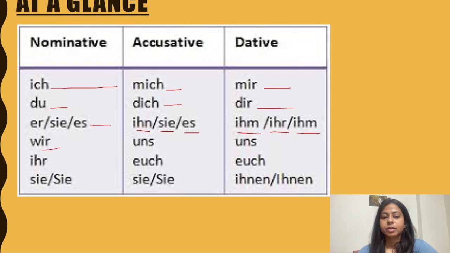For wir it would be uns in accusative and also uns in dative. For ihr it would be euch in accusative and also euch in dative case. For sie and Sie with small and capital, it would be sie and Sie in accusative case, and ihnen with small i for small s and Ihnen with capital I for capital S, it would be ihnen and Ihnen in dative case.